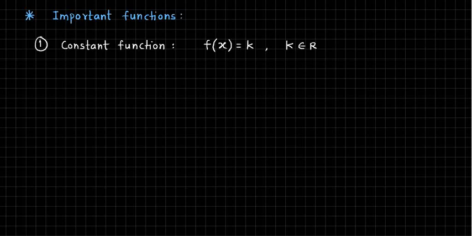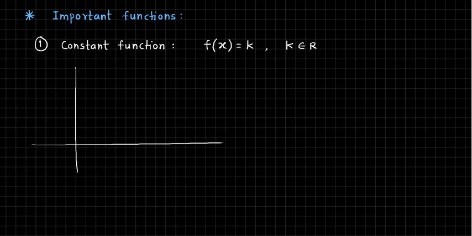Now let us study some of the very important functions that we need to use frequently in solving problems. So here is the first function, which we call a constant function, and it is given by f of x equal to k, where k is a real number. If you draw the graph of this function, it will look like a horizontal line, right? And the point on the y-axis where it cuts is (0, k).